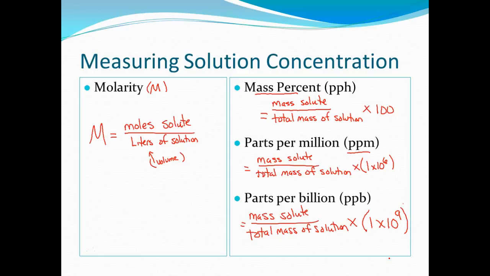So there are three methods on the right-hand side, all similar. We're just doing it parts per 100, parts per million, parts per billion of how much solute is in our solution. On the left-hand side, it is molarity, how much solute is in our solution.